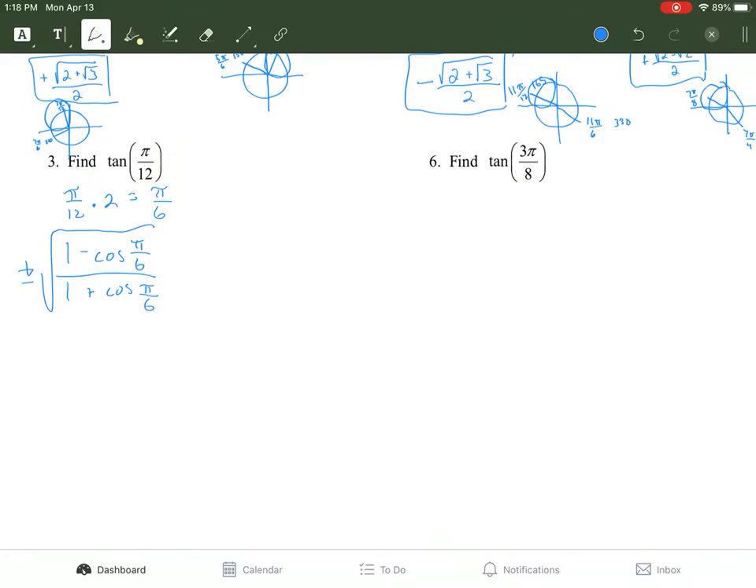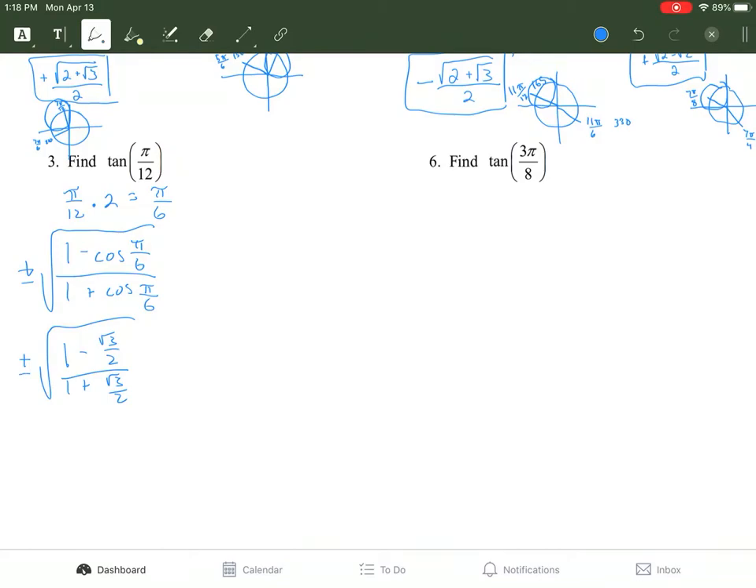Now if you look at your unit circle, which again you should have available to you, we just have to find what the cosine of pi over 6 is. Then it's going to be 1 minus root 3 over 2 divided by 1 plus root 3 over 2, with the big square root and a plus or minus.